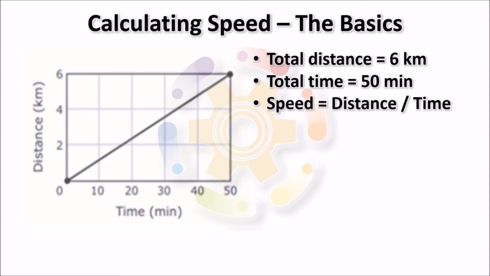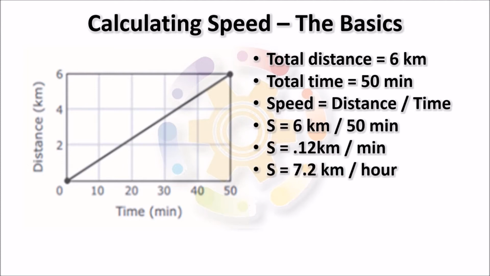Now up to this point you've been calculating average speed by looking at total distance divided by total time. In this case we have a total distance of 6 kilometers divided by 50 minutes, which gives us 0.12 kilometers per minute or 7.2 kilometers per hour.